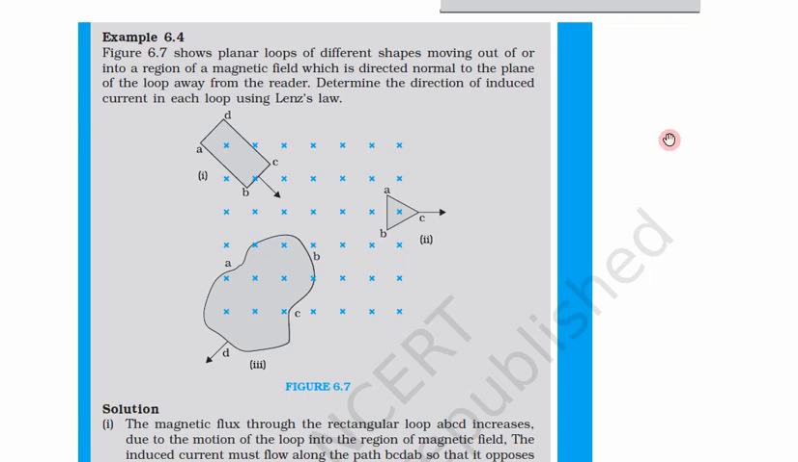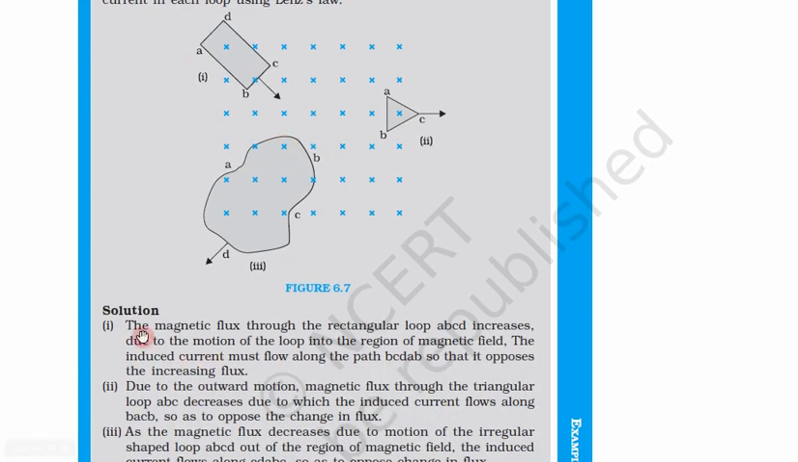Now let us see. What is the first loop? This is the first loop, and it is entering the magnetic field. The magnetic flux through the rectangular loop ABCD will increase. Due to the motion of the loop into the region of magnetic field, the induced current must flow along the path BCDAB, so it opposes the increasing flux. Outside, the flux was 0, inside the flux is some positive quantity, so the flux is increasing.